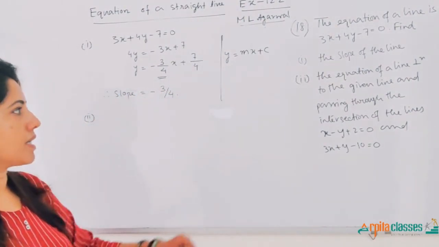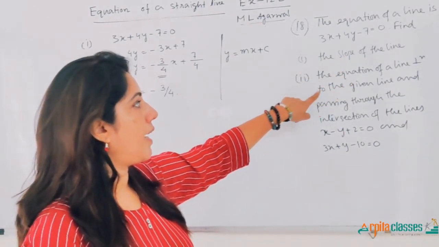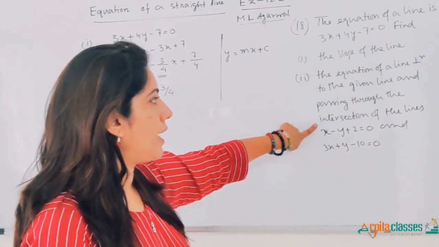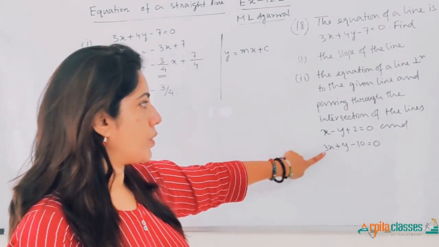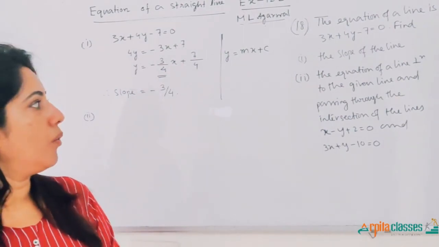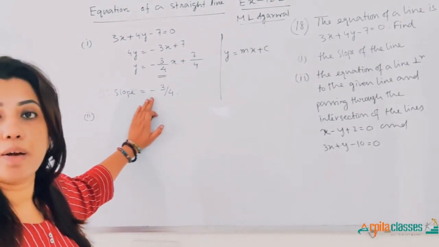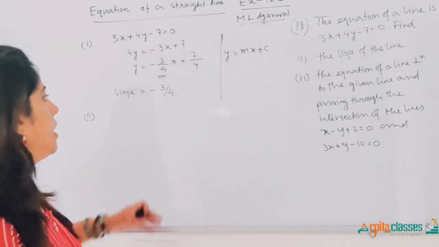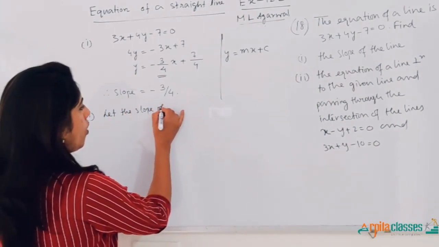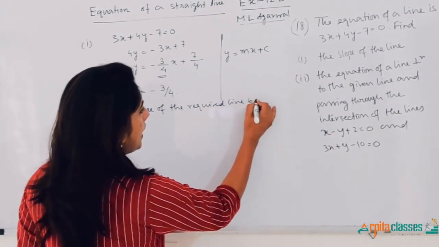Now, the second part is the equation of a line perpendicular. You have to also find the equation of a line which is perpendicular to the given line and passing through the intersection of the lines x - y + 2 = 0 and 3x + y - 10 = 0. That means now we need to get the equation of a line which is perpendicular to this. The information we have to use is m1 m2 = -1. So first we consider, let the slope of the required line be m.